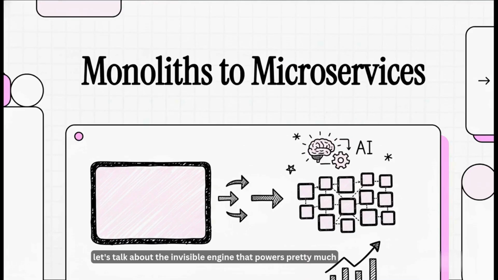All right, let's talk about the invisible engine that powers pretty much every app you use: software architecture. It's the hidden blueprint that decides whether an app can handle a handful of users or a global audience, especially when you start talking about AI. So let's dive into how it all works.